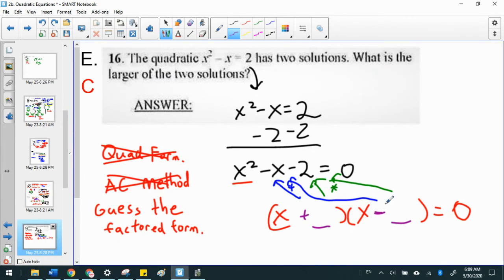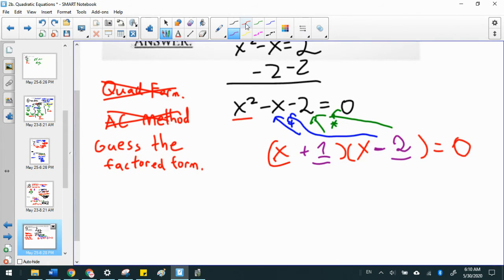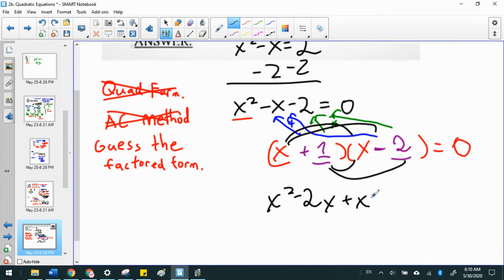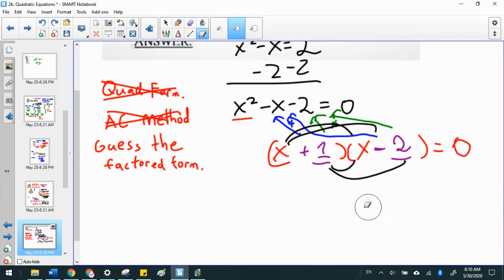Well, the only two factors for 2 is 2 and 1, so I'm going to stick 2 over here and 1 over here. And with that, if you want to double check your answers, I can show you now, but if you were doing this on the test, I really wouldn't recommend it. You can distribute this, so x times x is x squared minus 2x, and then 1 times x and then minus 2, you get plus x minus 2. And what that gives us is x squared minus x minus 2. And that's how we know that our guess factoring was successful.